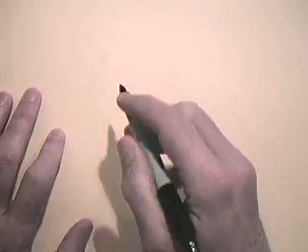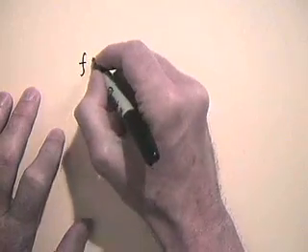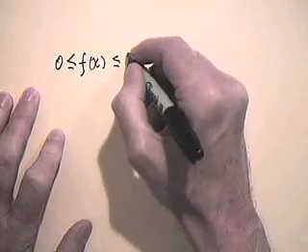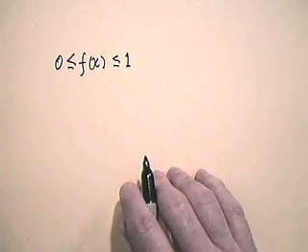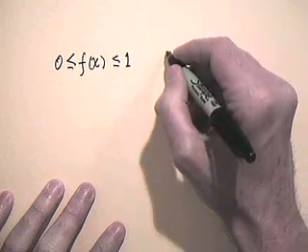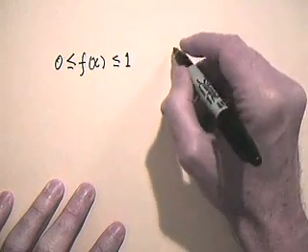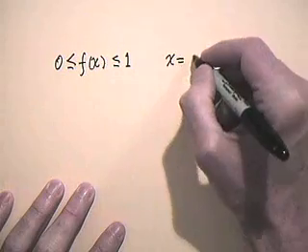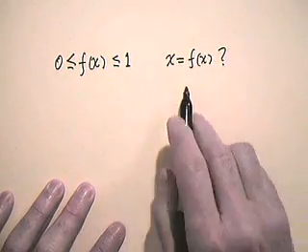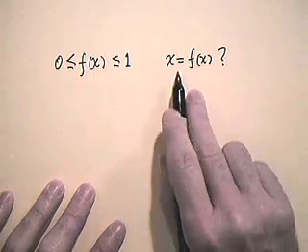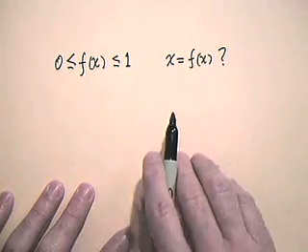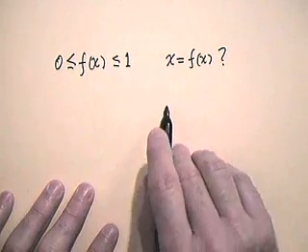So let's look at the function f of x. It has all its values between 0 and 1. And what I'm trying to find is a solution to the equation x equals f of x. And so that's the question. Does that equation have a solution? If it does, the solution, we'd call it c. c equals f of c would be our fixed point.